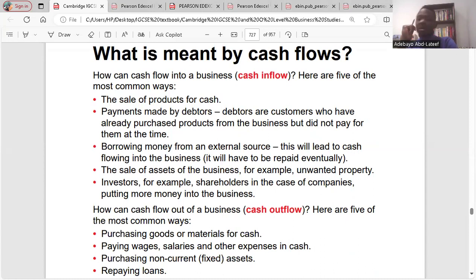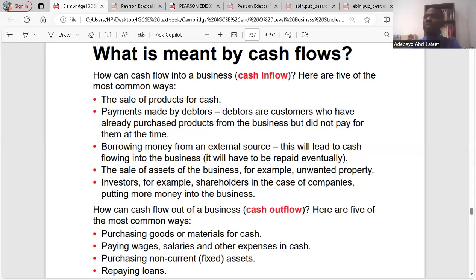So how can cash flow out of a business? Purchasing goods or materials for cash, paying wages or salaries and other expenses in cash, purchasing non-current fixed assets, repaying loans. So why do we have cash outflow? That means why do we spend money in the business? You might spend money because you want to buy raw materials. You might spend because you have to pay wages or workers' salary. You might want to purchase non-current assets like machinery or equipment. That will make you spend money.